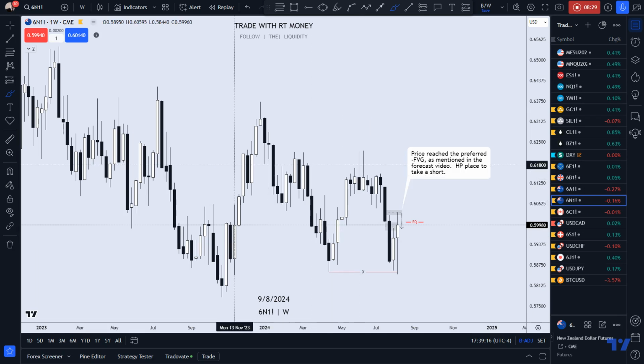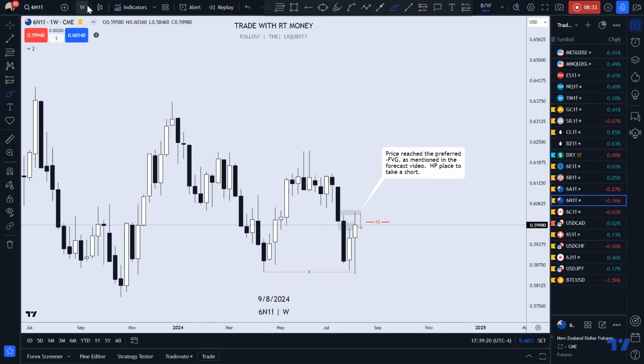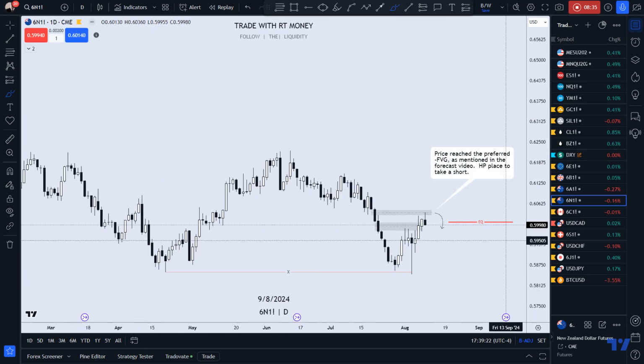All right. If we go to New Zealand dollar, there's a note I left up here. That was on the daily. This is from the last video from last week. I didn't trade the New Zealand dollar, but I said if price reaches this preferred bearish fair value gap, this would be a great place to take a short from.